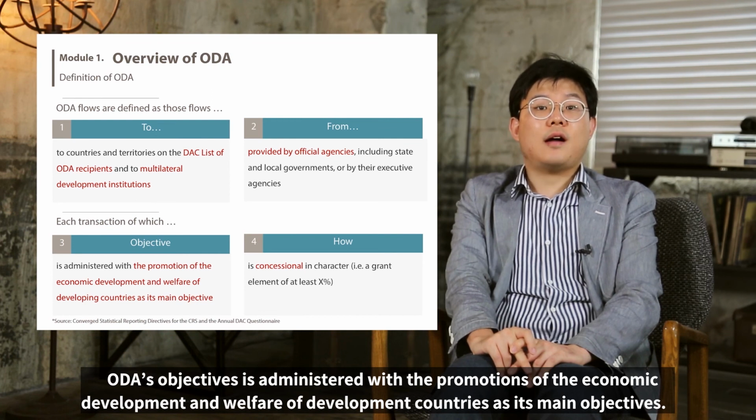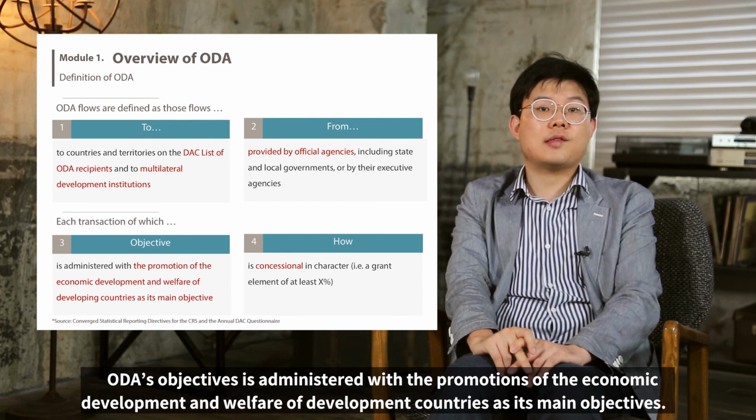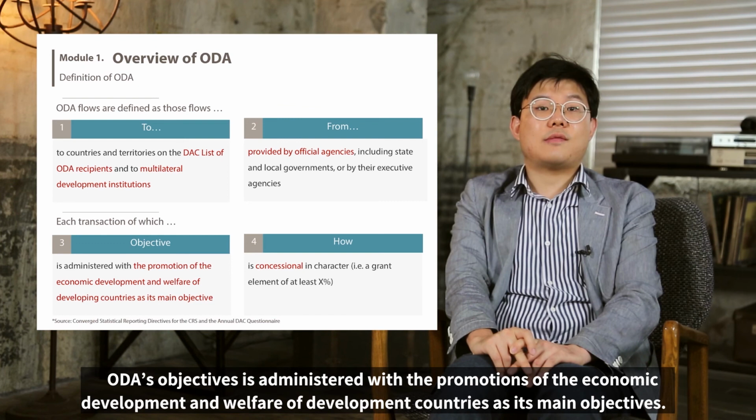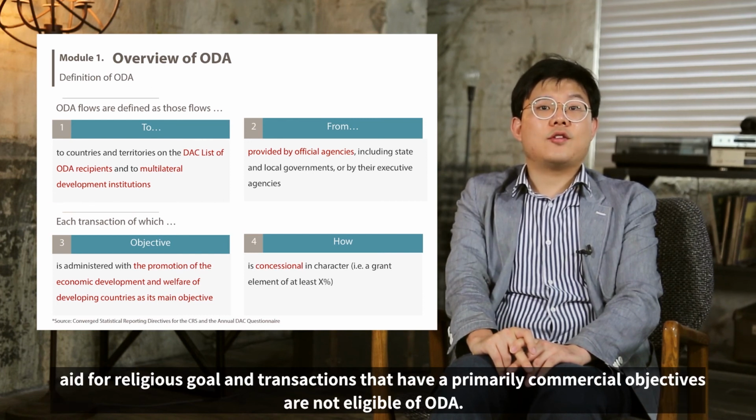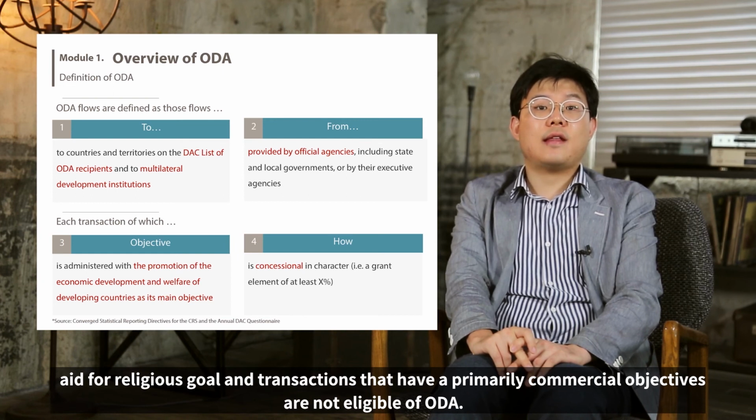ODA's objectives are administered with the promotion of the economic development and also the welfare of developing countries as its main objectives. For instance, military aid or security interest except UN peacekeeping mission, aid for religious goals and transactions that have primarily commercial objectives are not eligible for ODA.